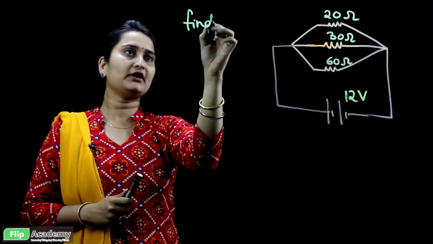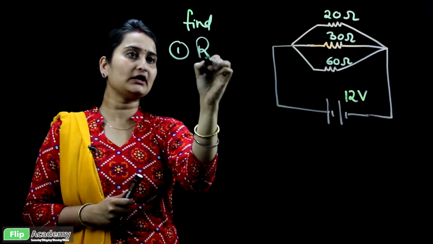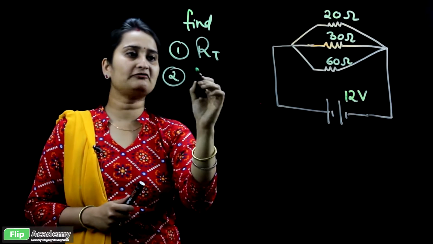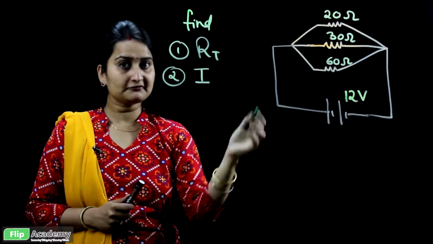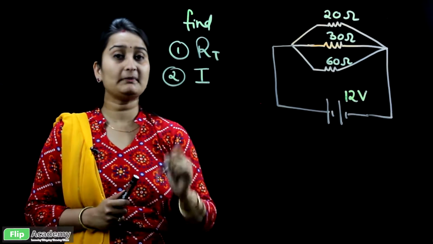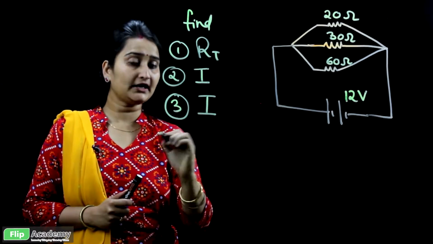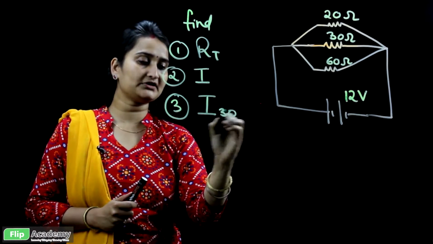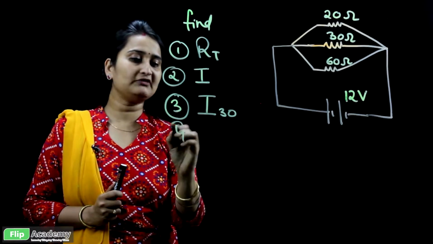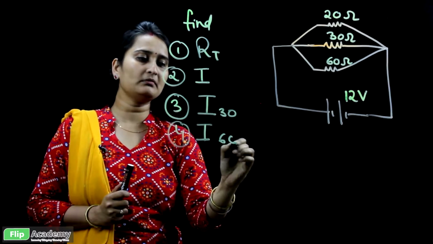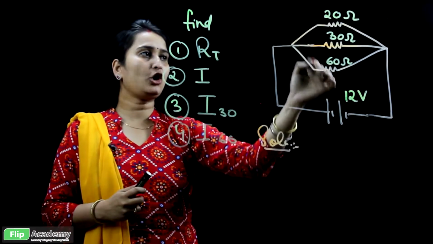Now let's find out what we have to solve in this electric circuit. First, we need to find the total resistance in the electric circuit. Second, we need to find the total current which is flowing in the electric circuit, which is denoted by capital I. Third, we need to find the current flowing through the 30 ohm resistor. And fourth, we need to find the current flowing through, let's say, the 60 ohm resistor.